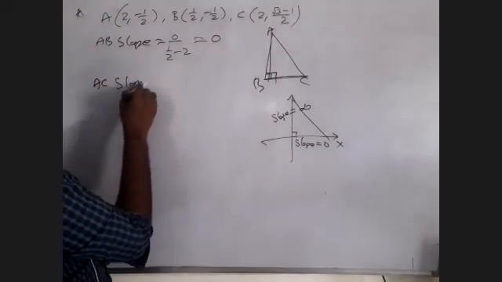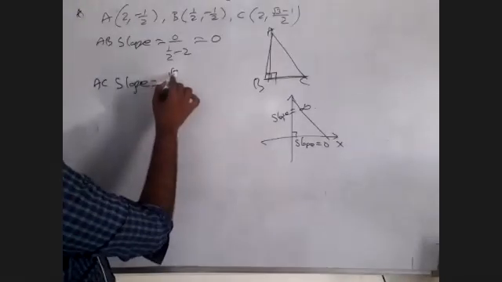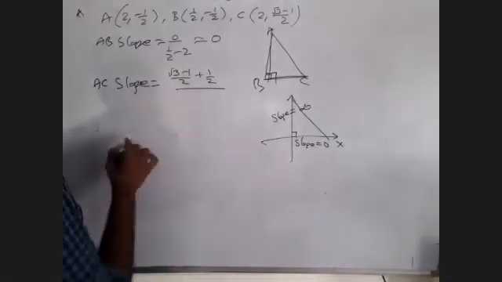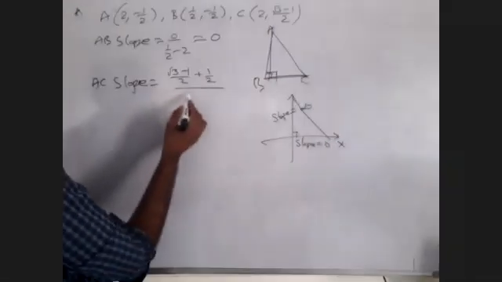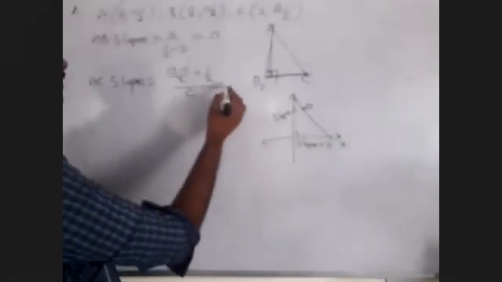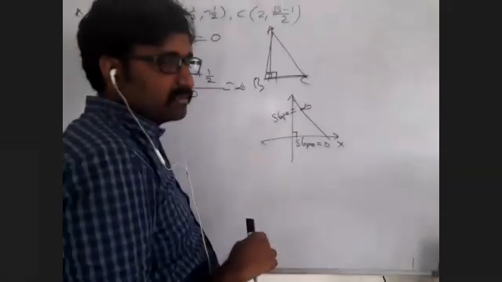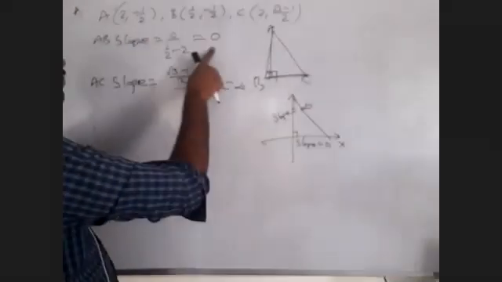Then go to AC. So AC, this minus this is not 0. AC slope is equal to y2 minus y1, root 3 minus 1 by 2, minus into minus plus 1 by 2, by x2 minus x1, 2 minus 2, which is 0. Something by 0 is infinity. So the AC slope is infinity.